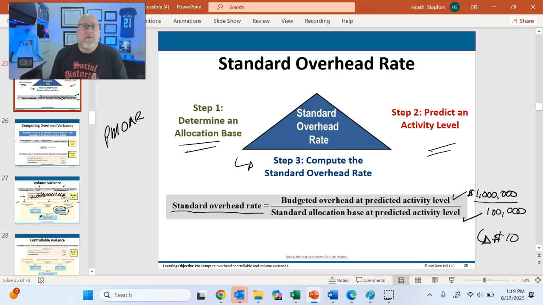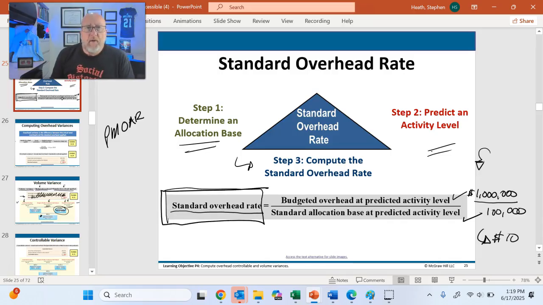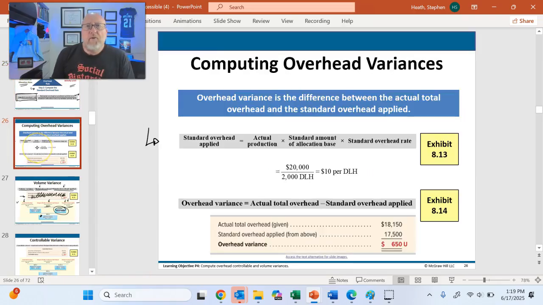That's not the example that we're using in the slides that I'm going to show you in a second, but I just wanted to highlight this with actual numbers. Okay? So this is the standard overhead rate. This is how we're going to allocate overhead. Now, during the year, here's my predetermined manufacturing overhead allocation rate.